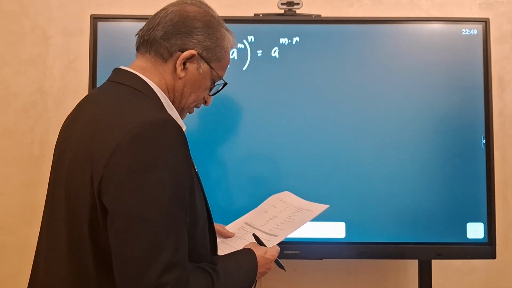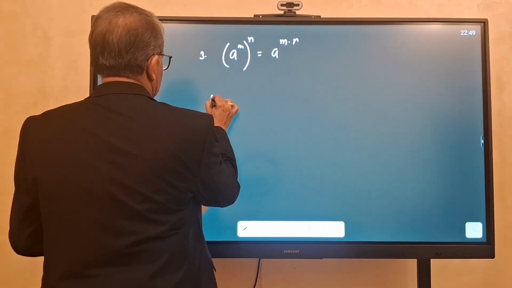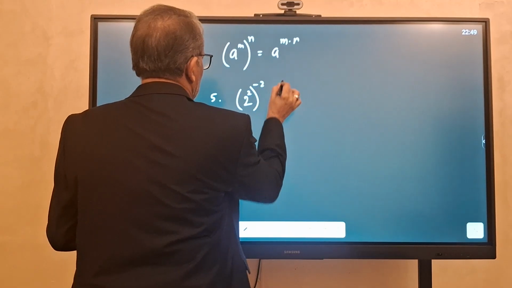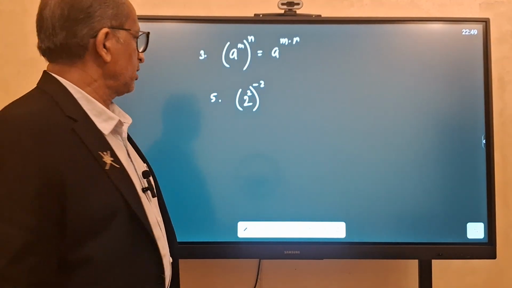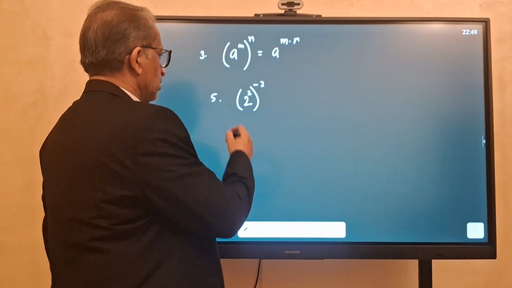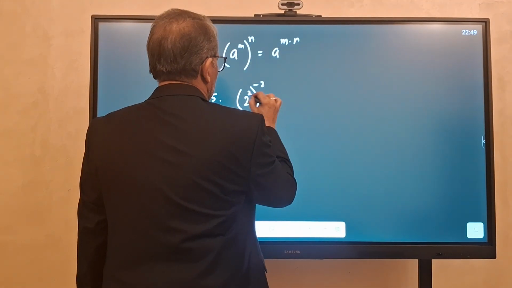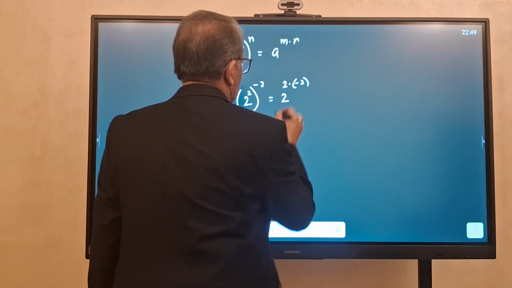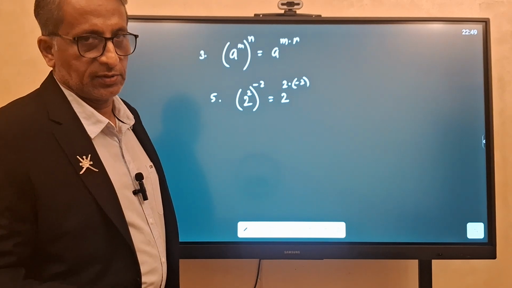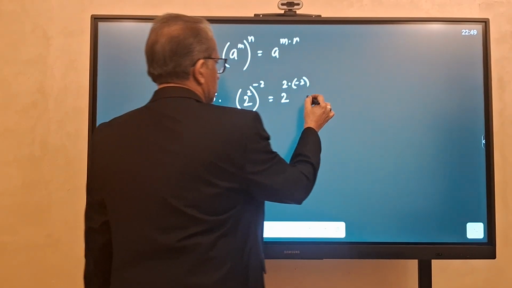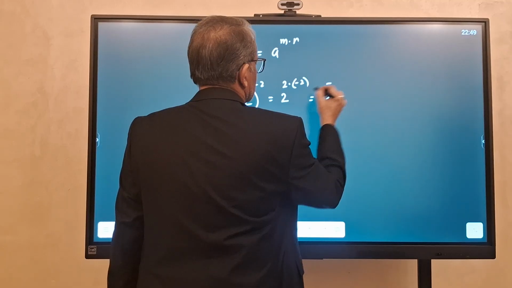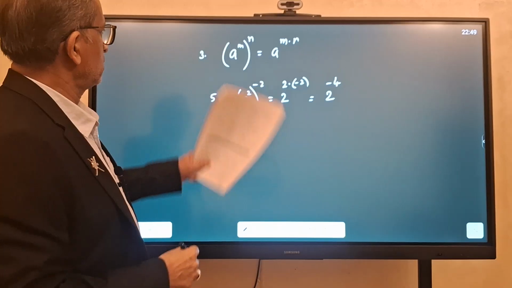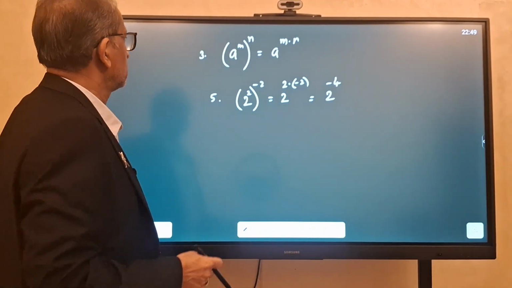Let me take an example for this. Number 5 from the exercise. 2 to the power 2, whole power minus 2. Let us apply this particular rule. So what are the powers here? The base has no change, the powers you multiply. The powers are 2 and minus 2, I multiply. You know that minus into plus, it is what? Minus 2 into 2, it is minus 4. That's the answer. So this is how we use law number 3.